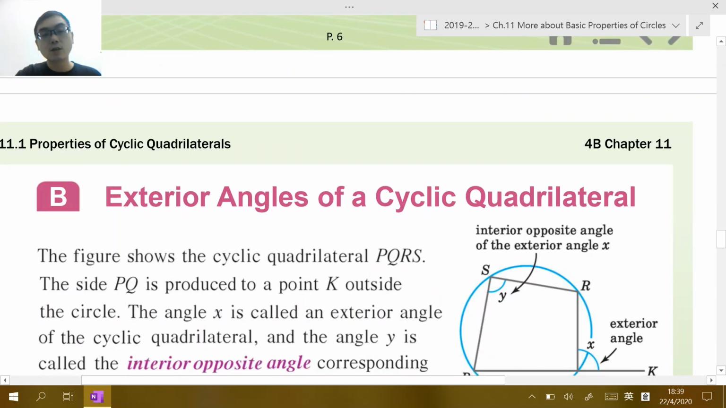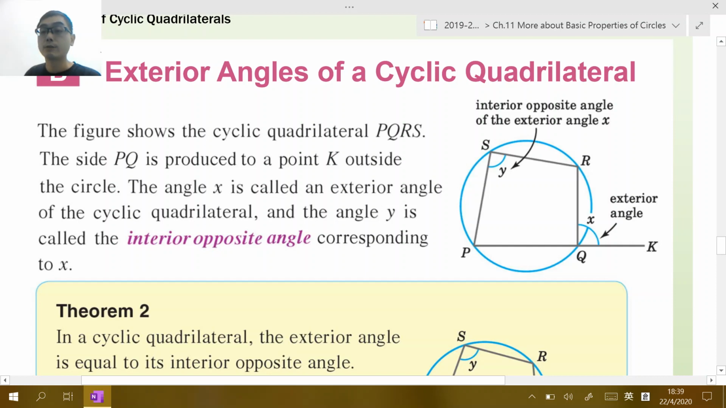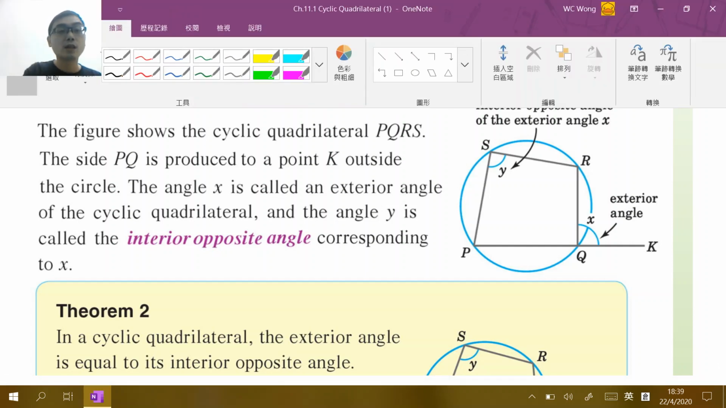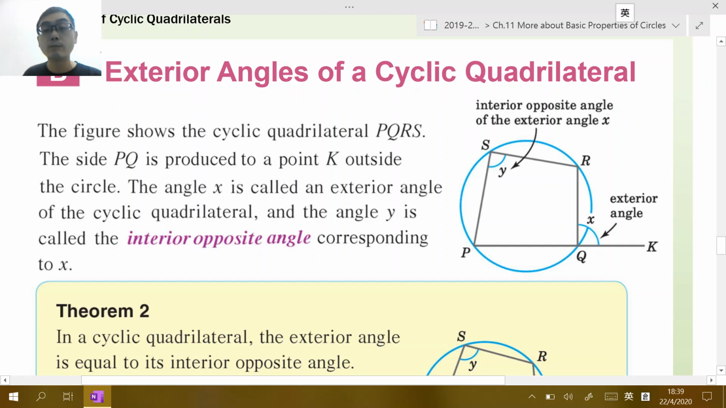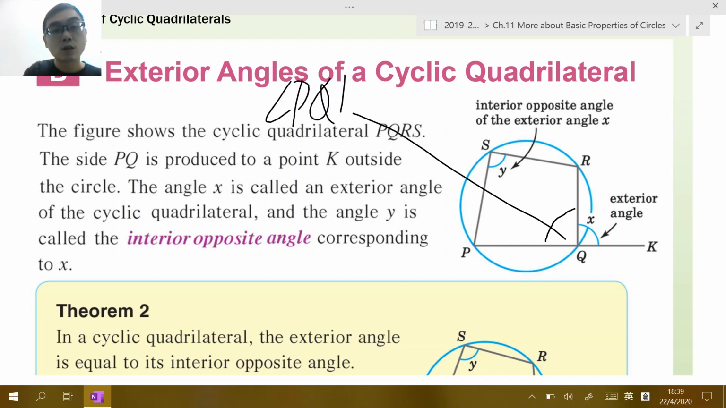The second one is called the exterior angle of a cyclic quadrilateral. Actually, the exterior angle of a cyclic quadrilateral is a very easy concept. What does it mean? If we have drawn a cyclic quadrilateral, we can make one of the sides longer, or simply say produce one of the sides, to make another angle. For example, here is the angle PQR. So I produce PQ longer to the right.